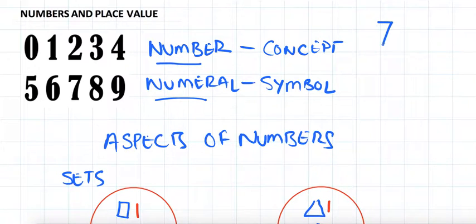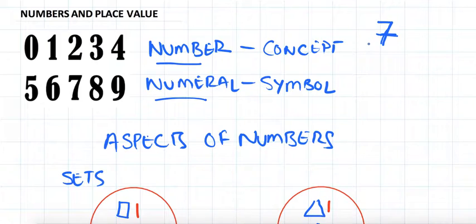So when we say 7, this also contains the idea, the number 7, that is 7 things, 7 cars, 7 bottles, 7 flowers, but it's also a way of writing 7. So when we write 7 like this, it's also a symbol for 7. So that's the difference between a number and a numeral.